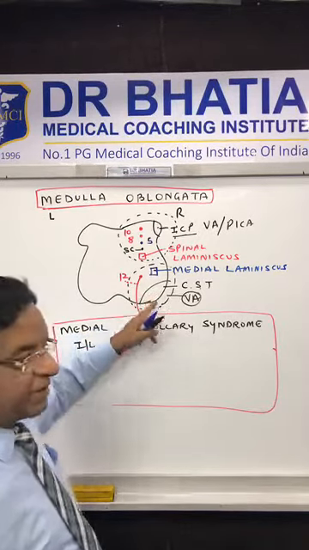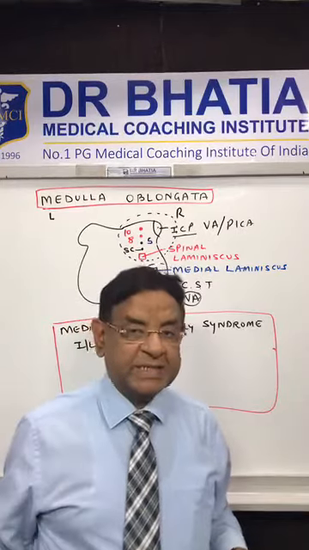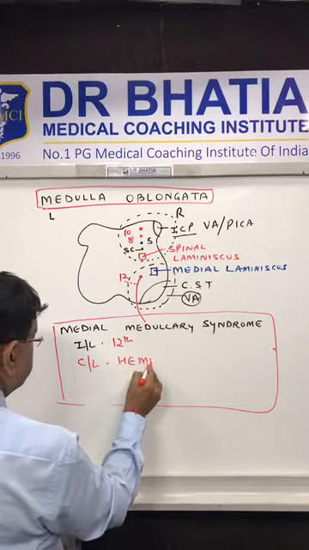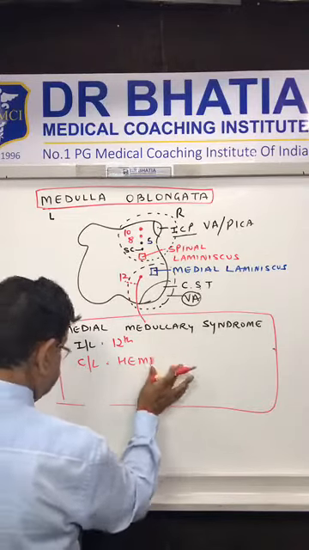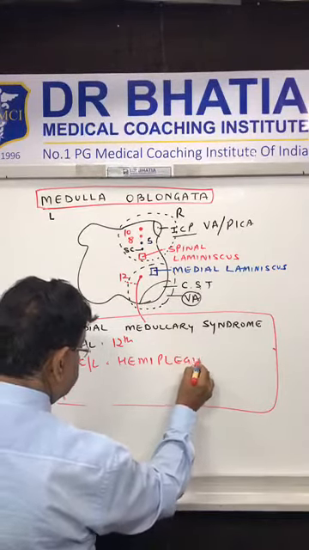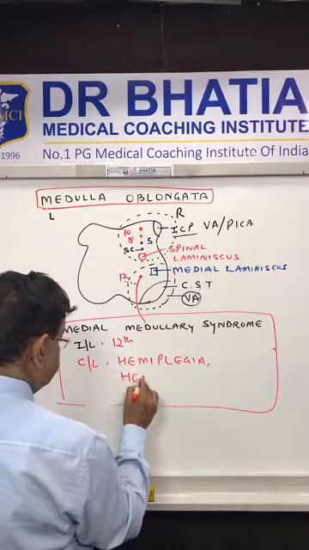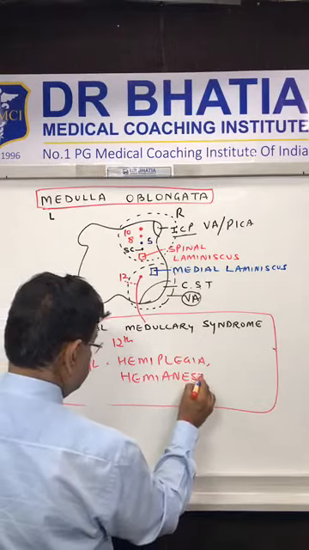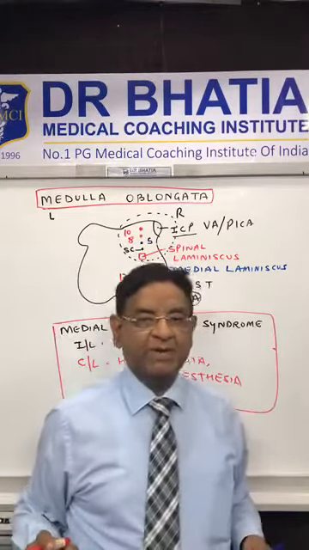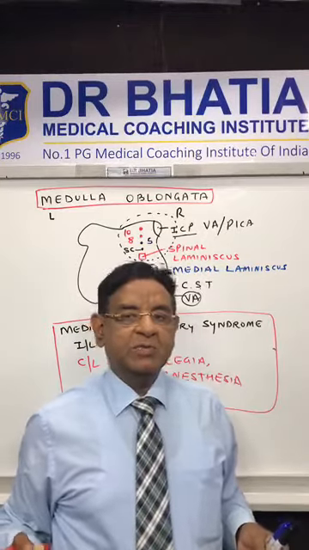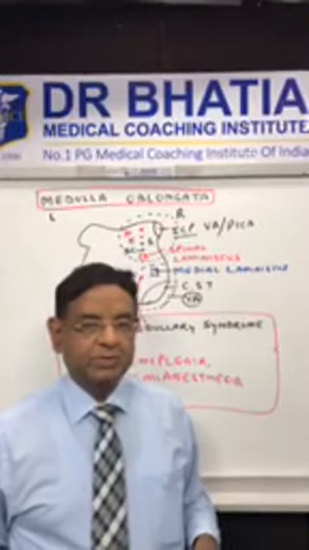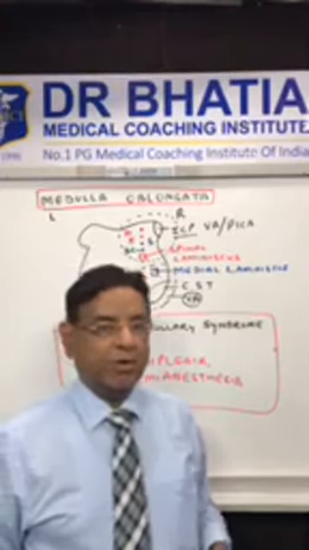And the corticospinal tract, which goes down and crosses to the other side, so there will be contralateral hemiplegia and contralateral hemianesthesia. Why hemianesthesia? Because of medial lemniscus involvement, which I told you contains contralateral position and vibration sense. So this is what we will get in medial medullary syndrome. So friends, we covered lateral and medial medullary syndrome in the medulla oblongata.